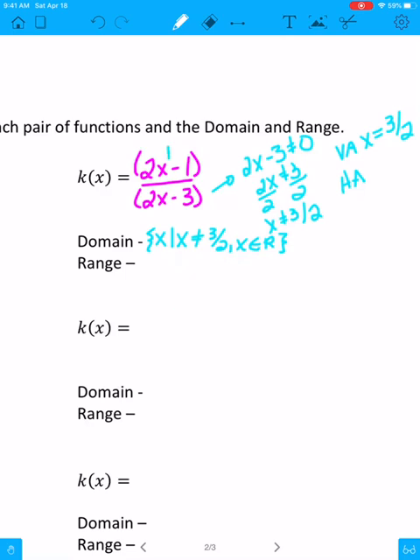Look, they're the same degree. If they're the same degree, we take a fraction of the leading coefficients. So it's going to be y equals 2 over 2, which is actually just y equals 1. So I'm going to go y such that y cannot equal 1, y ∈ R. So we are using previous units material.